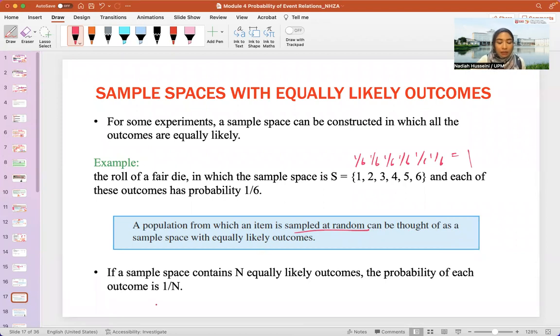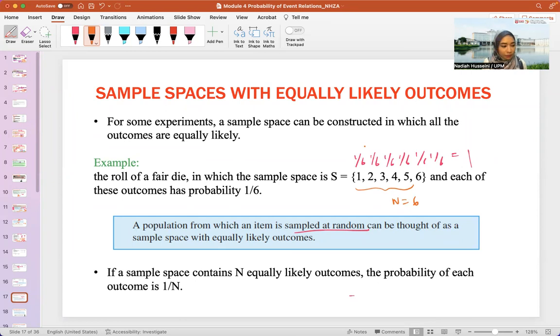likely outcomes. Okay, if a sample space contains n equally likely outcomes, okay, we're talking about a sample space that has n outcomes right now. So we have a sample space, and there is n. N is equal to 6, n equally likely outcomes. The probability of each outcome is 1 over n, 1 over the total population or total sample space outcome. Okay.